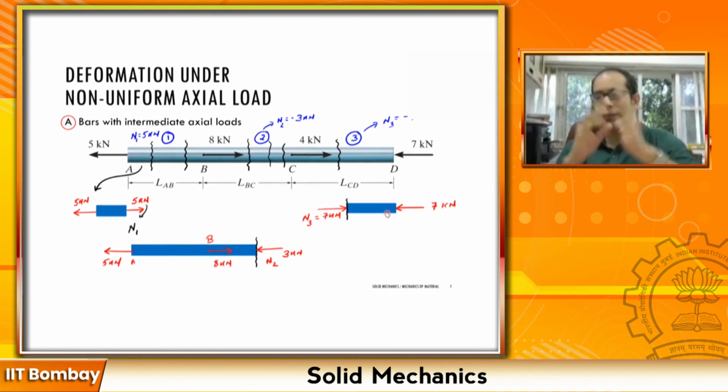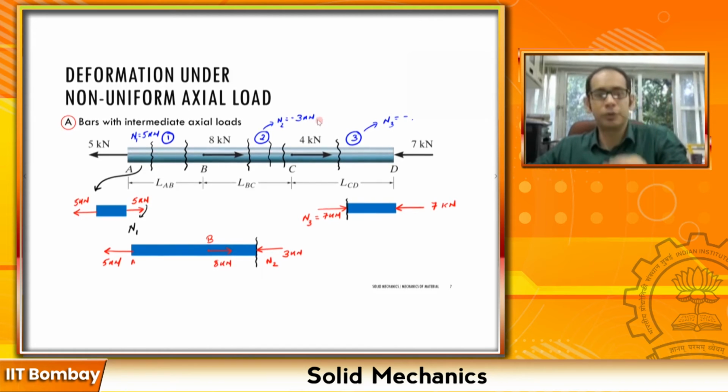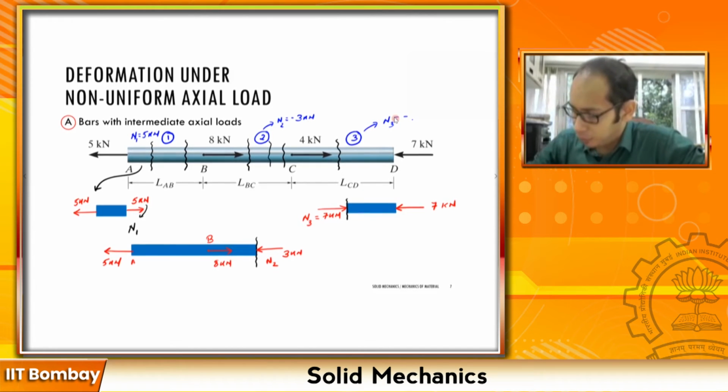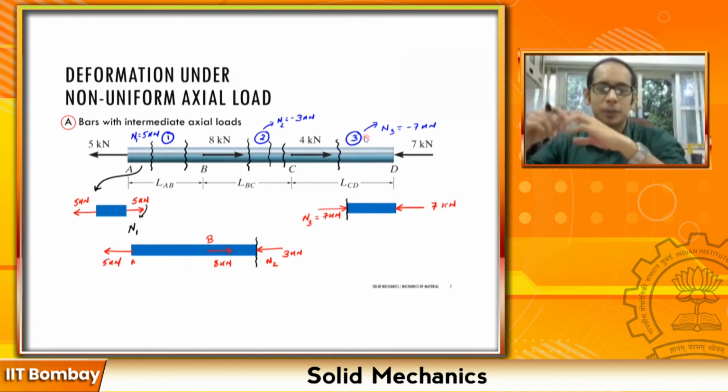So is that clear? In section 1 I have an expansive force of 5. In section 2 I have a compressive force of minus 3, and in this particular one, sorry, my video overlaid, so I am going to write this once again, right? What I essentially wanted to write was my N3 was minus 7 kilonewton, right? So for section 2 I have a minus 3, and here I have a minus 7 kilonewton. So again a compressive force of minus 7, right? Okay, now you see how the game changes when you are talking about the uniform axial load.